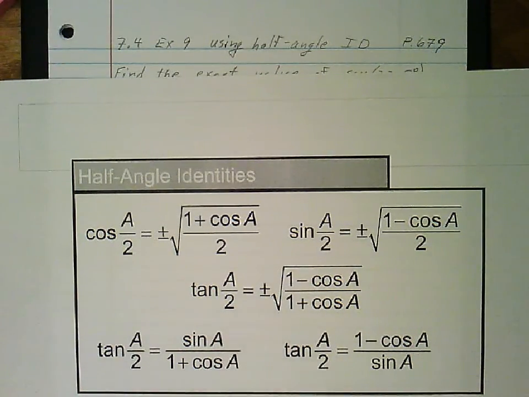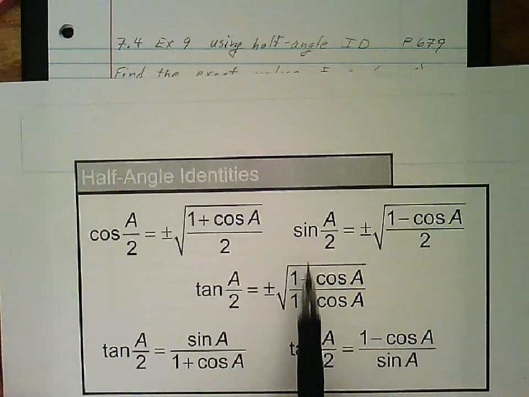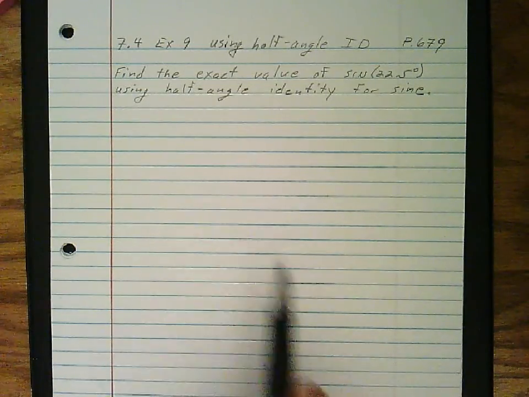Notice there are 3 different versions of tangent of a half angle, and you use whichever version is handy depending on the information that they give you. So we're not going to do tangent right now, but we're doing sine. But look at tangent. If they give you information about cosine of an angle, then you're going to use this formula. If you have information about both sine and cosine, you could use this formula or this formula. So just saying. Anyway, we're doing sine.